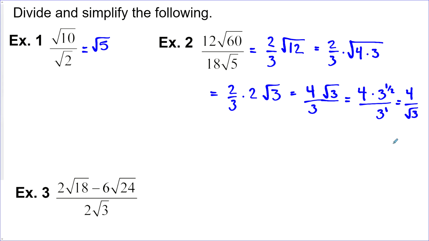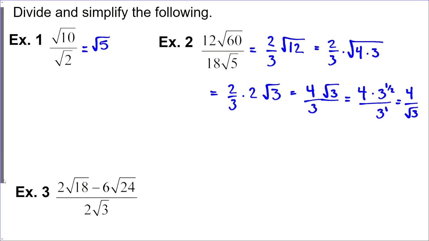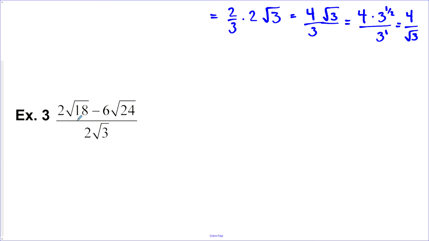Now we'll come to this later on, but some people do not like radicals in the denominator. This is fine here, and this is also fine here. Next one. These two are different, and I can't put them together. I could try to simplify them first, or I could divide. So for this one, I'm just going to divide first. So first, the first term divided by 2 root 3.